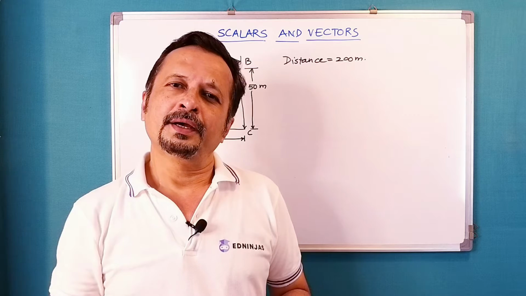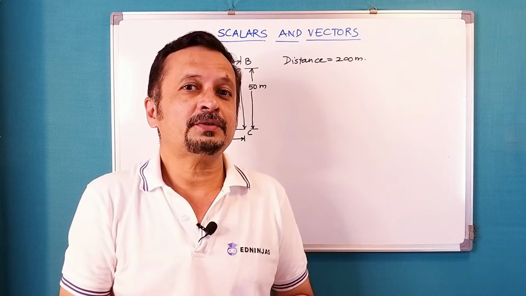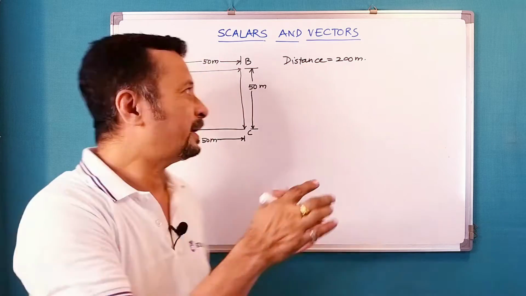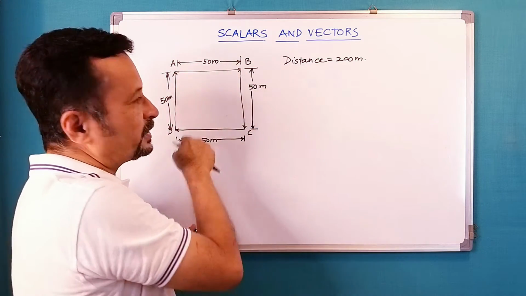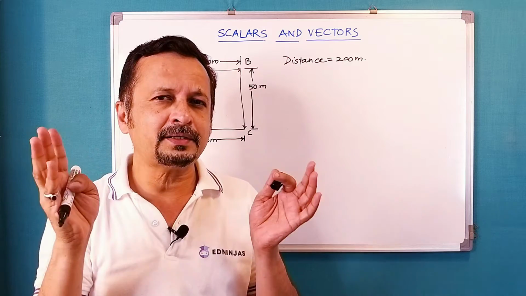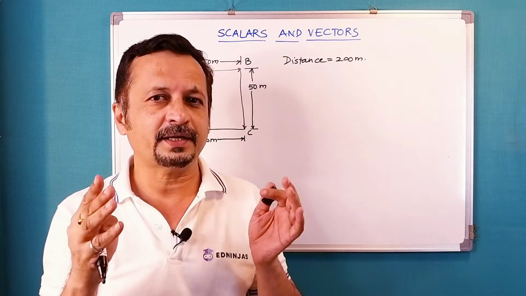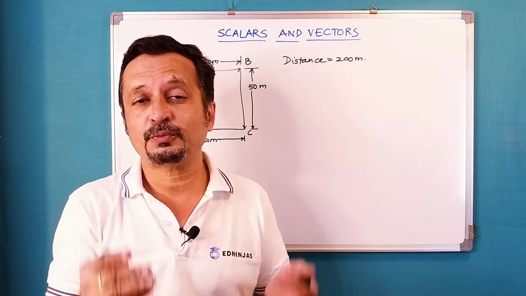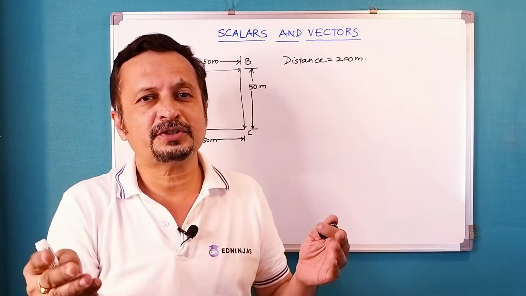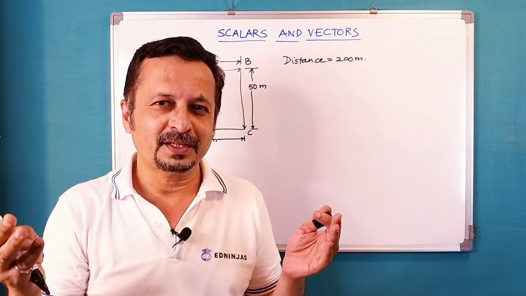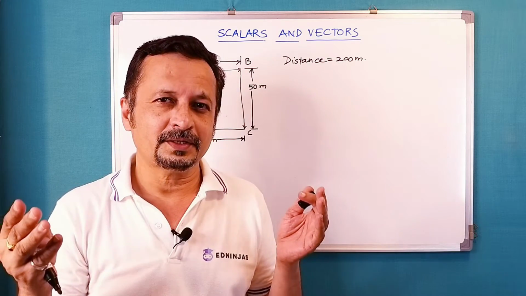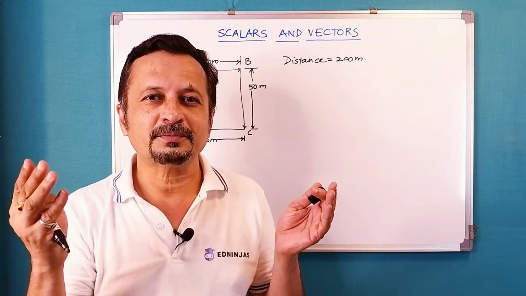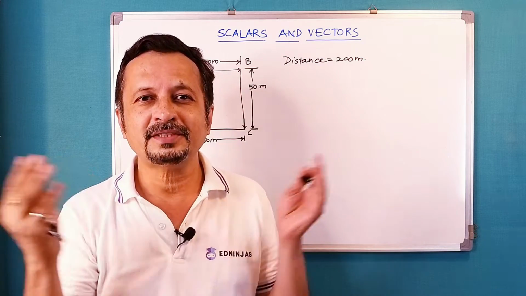But then if I think of the net displacement, I started from point A, I walked for 200 meters, but then the end result is I reached back at point A, isn't it? So what is the change in my position with respect to my initial position? My initial position is A, final position is A. Isn't the displacement 0? Yeah. So actually the distance traveled is 200 meters, but then displacement is 0.